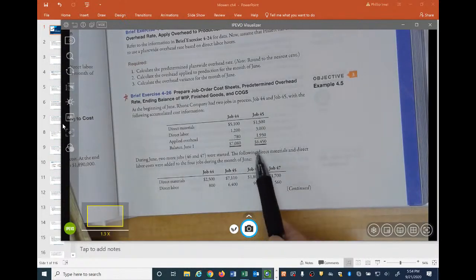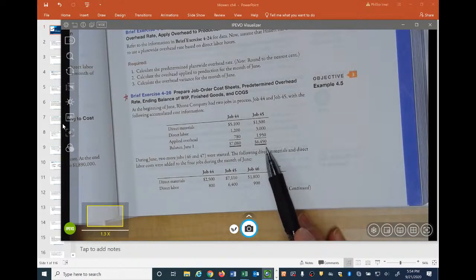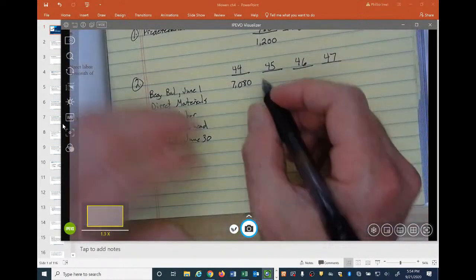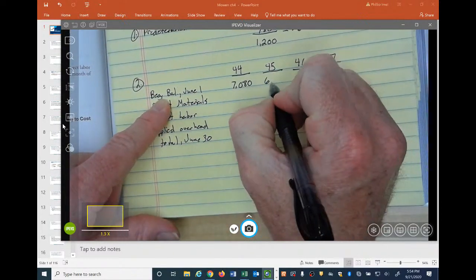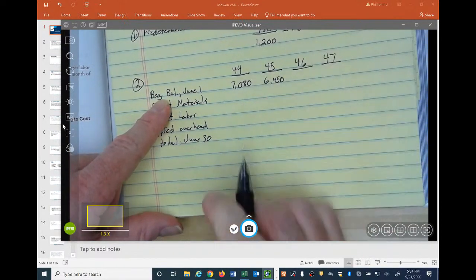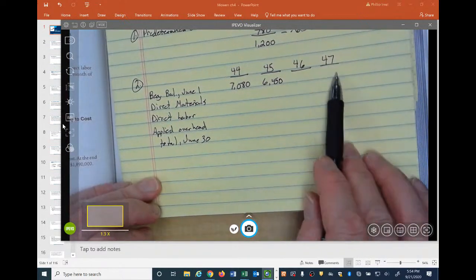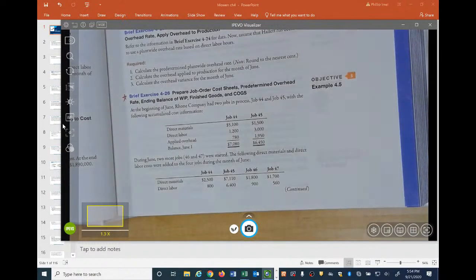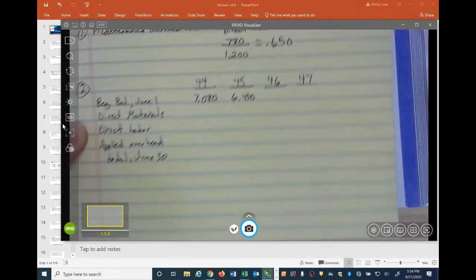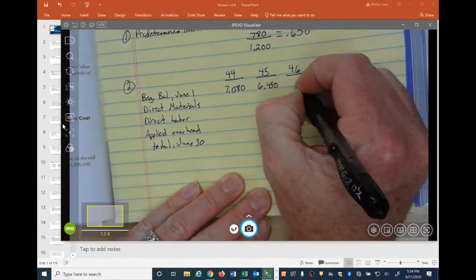Sorry. So the beginning balance for job 45, $6,450, right? So we'll write that in up here at the beginning balance, $6,450. Okay, now what about jobs 46 and 47? What's the beginning balance there? 0. Right, because they were started within the month of June, right? So there was no balance in the beginning there. So we'll go ahead and just put that down as 0.